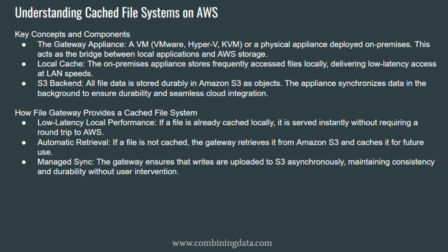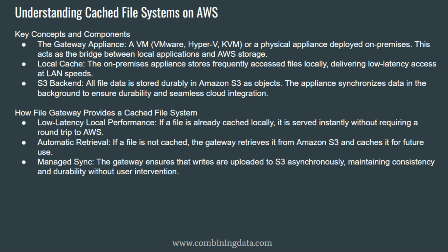One of the most important components is the local cache. Frequently accessed files are stored locally on the gateway appliance. When an application requests a file that is already cached, it is served immediately at local network speed, without contacting AWS. This is what delivers the low latency experience.